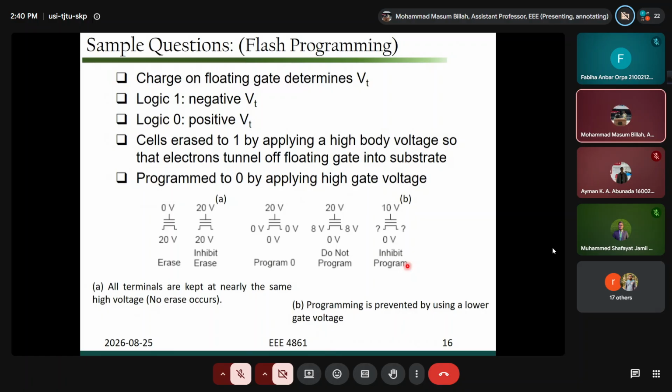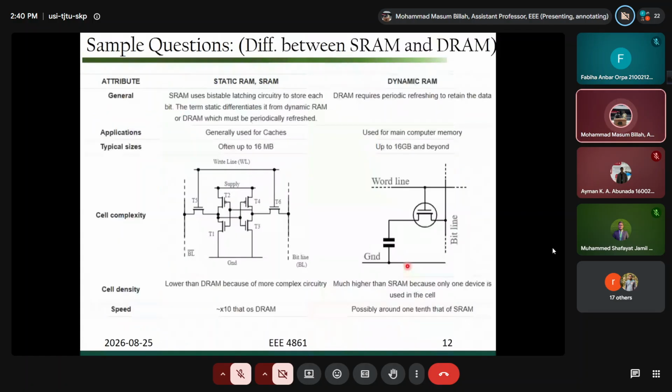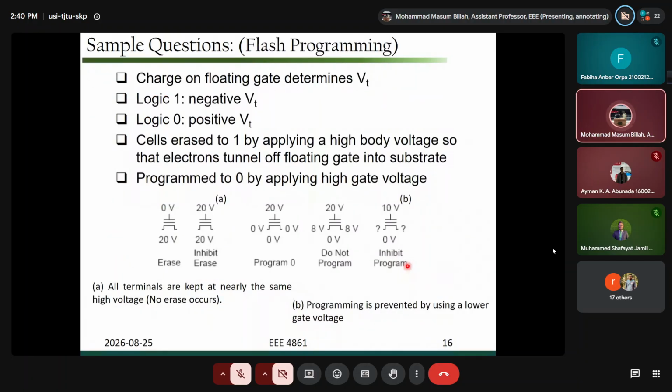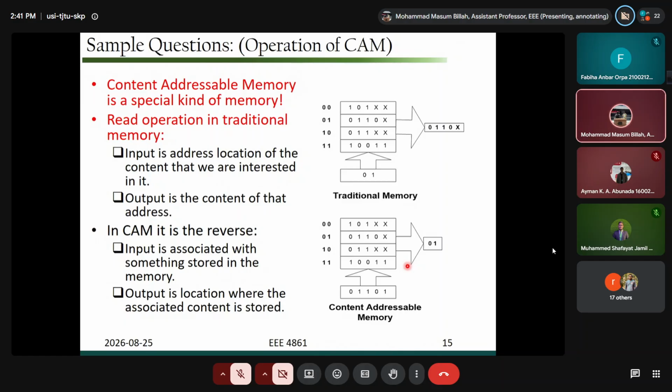So this is not an exact rule. You can also implement your own type of logic. Sometimes negative VTH can be treated as logic 0, or maybe positive VTH can be treated as logic 1. That's up to you. I'm not dictating, you can implement your own logic. So this kind of memory is called the flash memory. Okay.